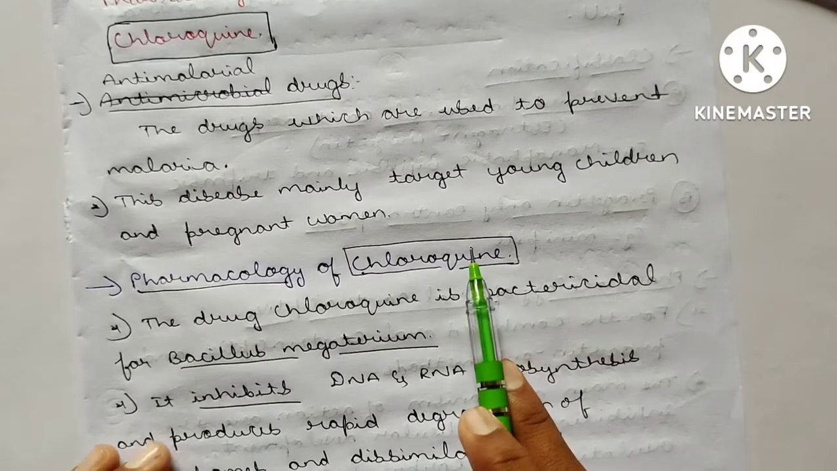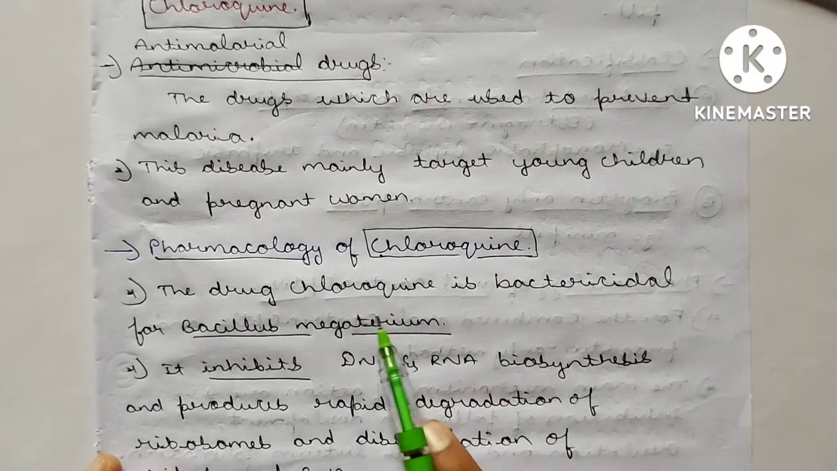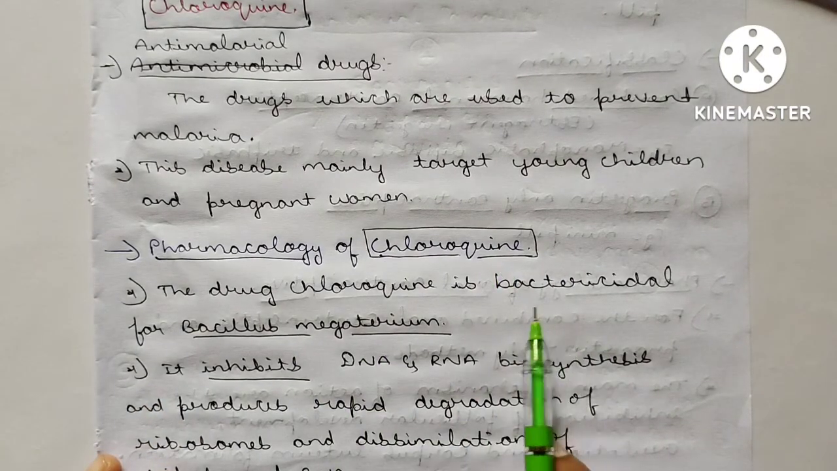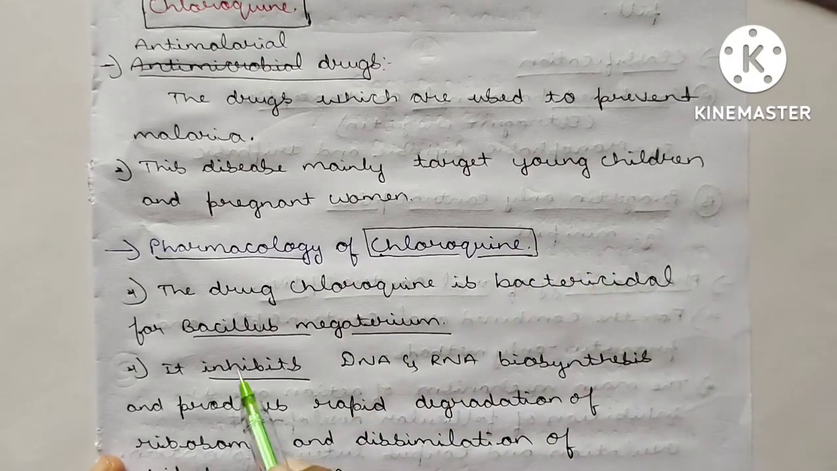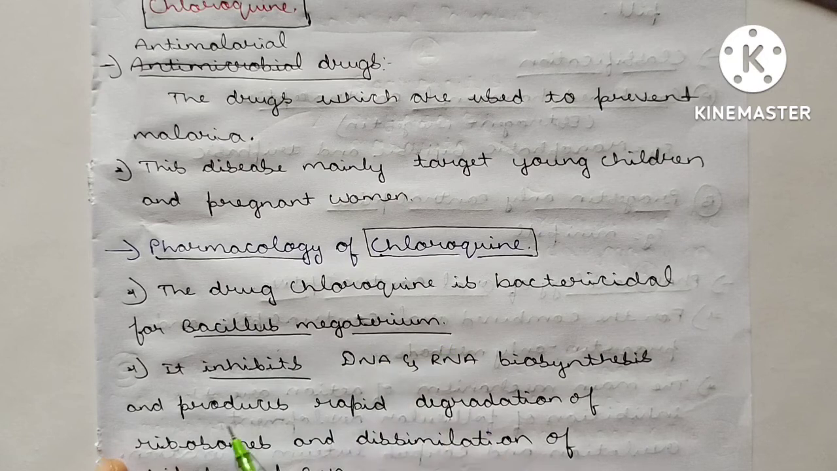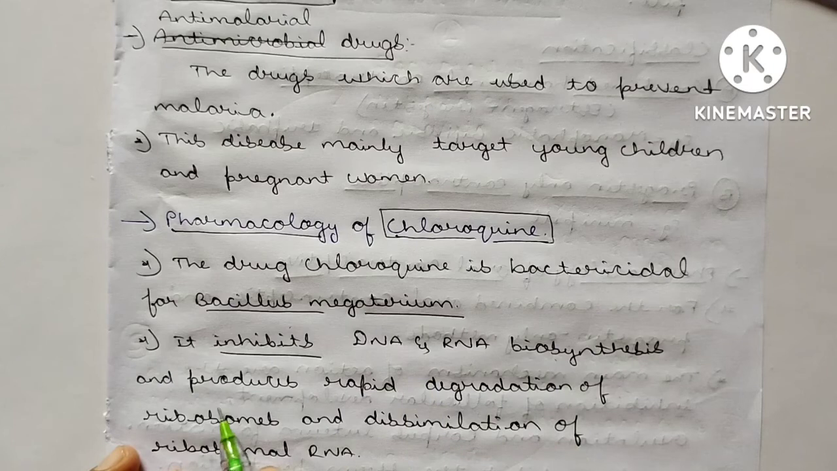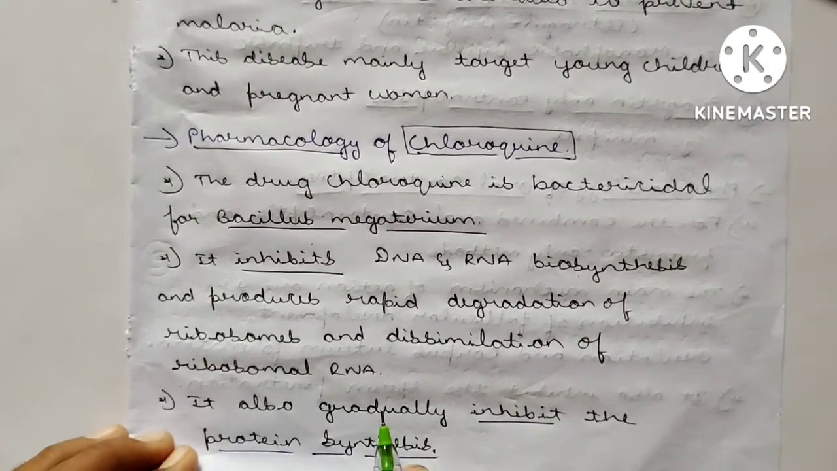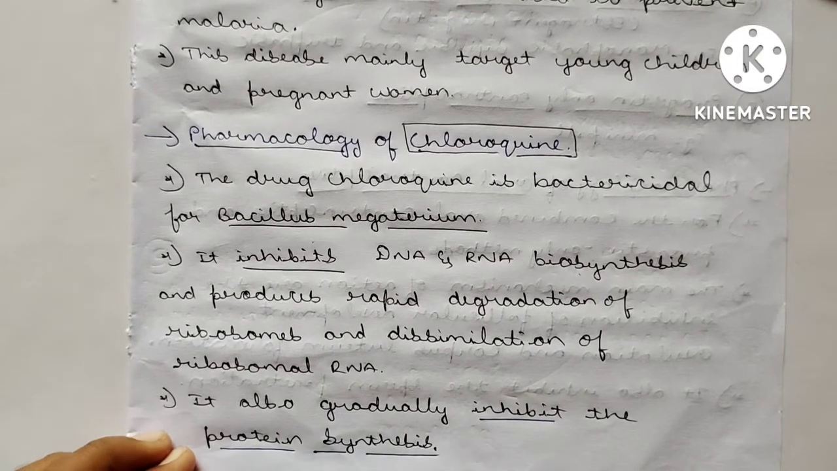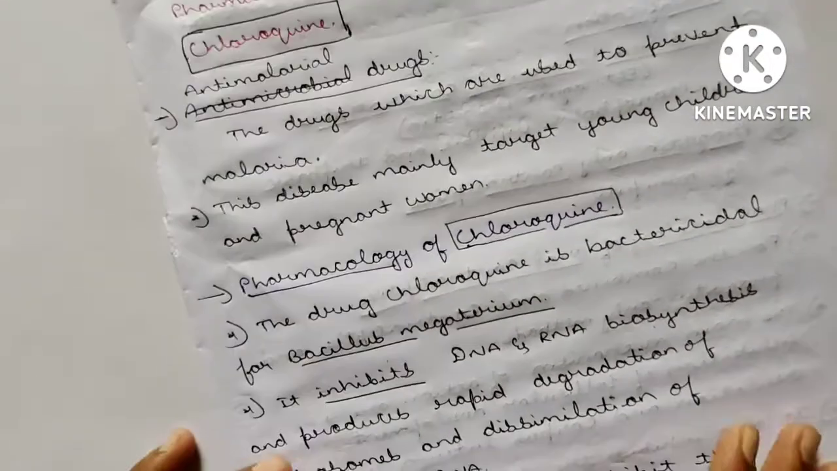It is an antimicrobial agent or drug. The drug chloroquine is bactericidal, meaning it will stop the growth of bacteria and kill them. For Bacillus megaterium, it inhibits DNA and RNA biosynthesis and produces rapid degradation of the ribosome and dissimilation of the ribosomal RNA. It also gradually inhibits protein synthesis. Simple. This is the pharmacology of this one.